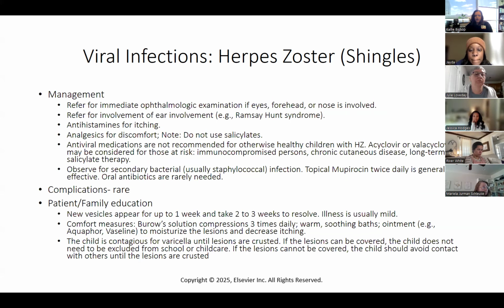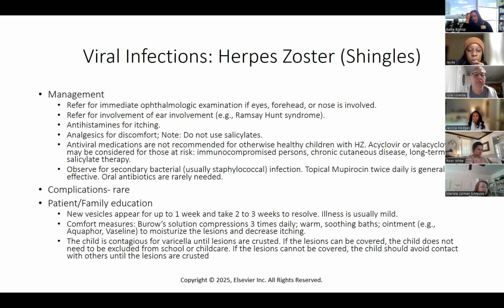If it is near the eyes, forehead, nose, anywhere really on the face, but especially around the eyes, they need to see ophthalmology. They need to go to ENT if it is around their ears because they can get hearing damage from this. Antihistamines for itching, analgesics for discomfort. You don't want to use salicylates like aspirin. Remember Reye's syndrome. Antiviral medications are not recommended if they're otherwise healthy. But if they meet these at-risk conditions, then you can give them acyclovir or valacyclovir. But kind of like varicella, usually we just let it run its course and observe for secondary infections.